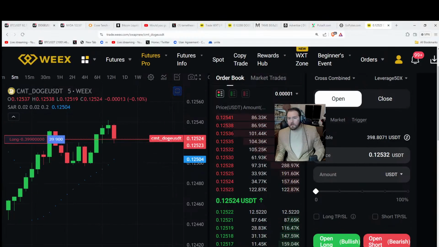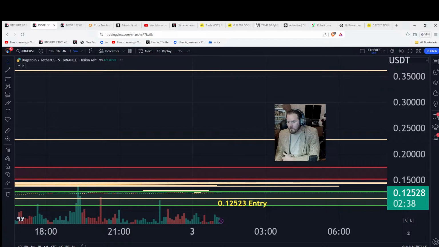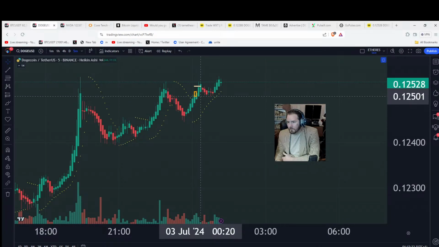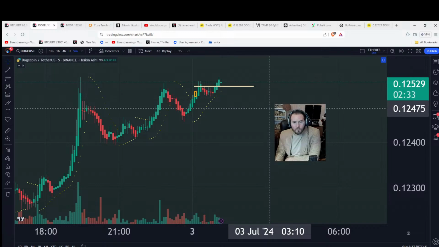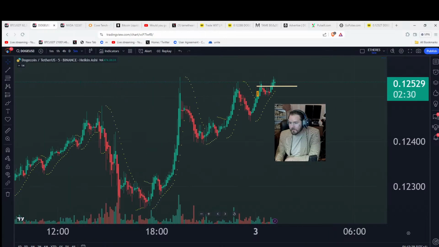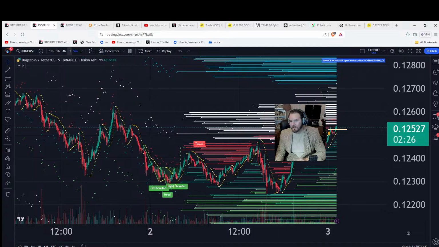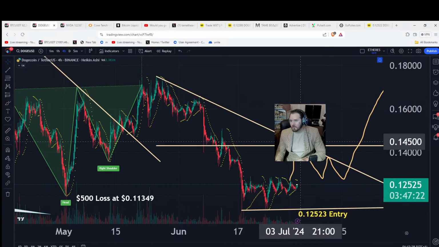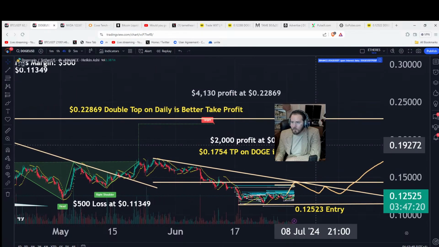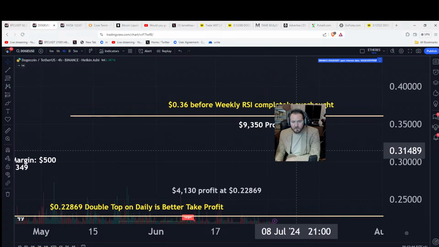I want to go over here, go to TradingView. I want to watch this on the 5 minutes real quick and see. I do have this green zone that I need to take off. Let's go back to the large time frame, clean my chart up real quick. But reminder, if we go up to 36 cents, I would earn over $9,300 from this trade.